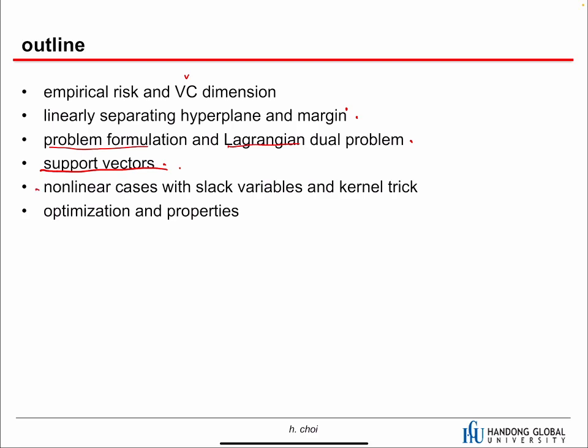But what if the data set is not linearly separable? Then we can have slack variables or kernel tricks. Okay, and then we'll talk about some other issues.